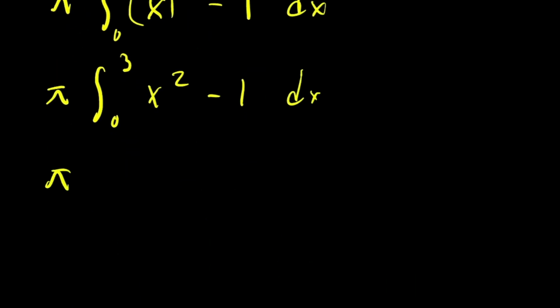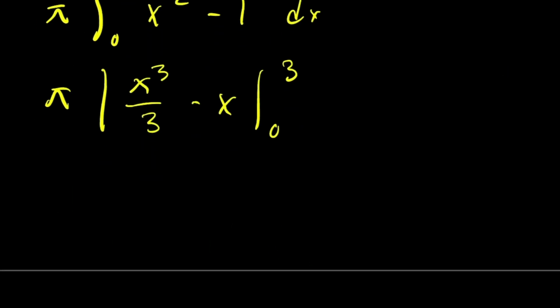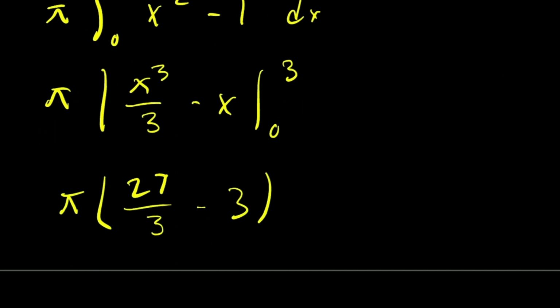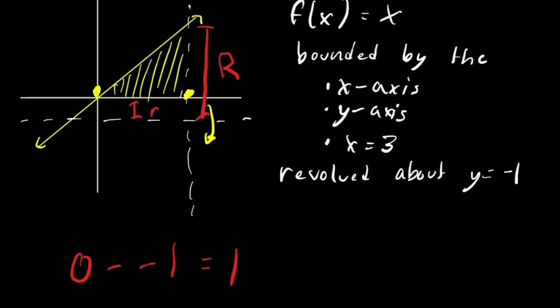So we have 2x. Oh, no, I took the derivative. x cubed over 3 minus x from 0 to 3. And we have pi times 27 over 3 minus 3, which equals 9. 9 minus 3 is 6. So we get 6 pi. So that's what you have to do. That's all you have to do if it's a different axis than the x-axis or the y-axis.